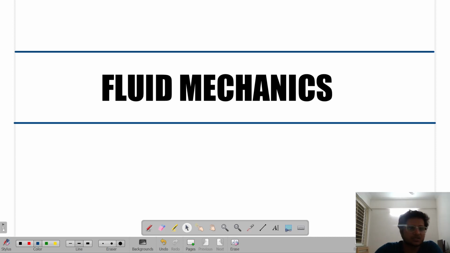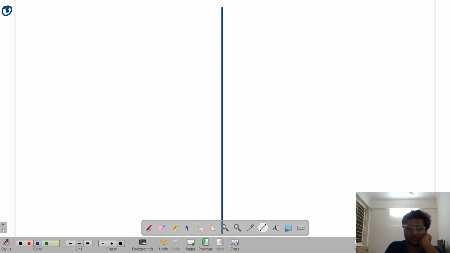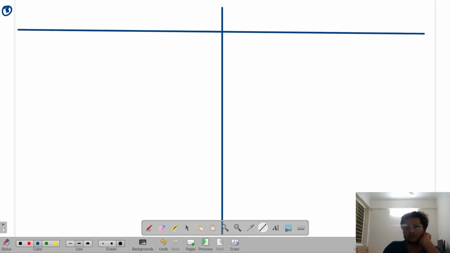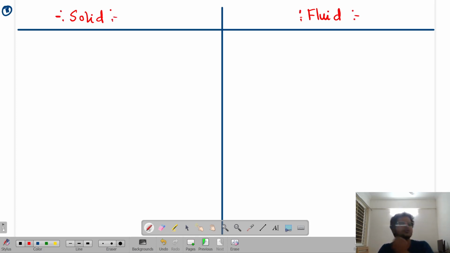So let us start this particular chapter, which we call fluid mechanics, isn't it? We'll go through the basic description, and then we will understand what are called fluids. First, we need to understand the difference between a solid and a fluid. The question arises: what is a solid and what is a fluid, basically? That's the biggest important point which we need to consider.